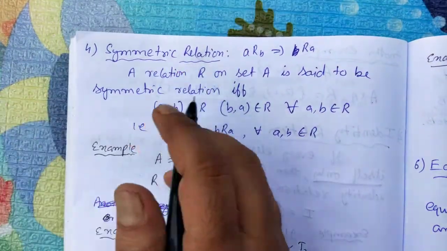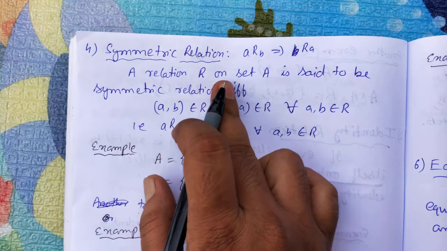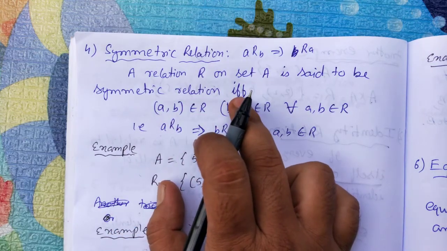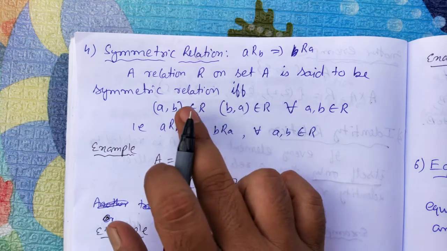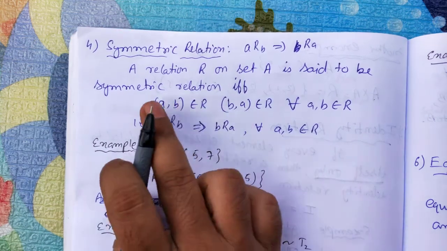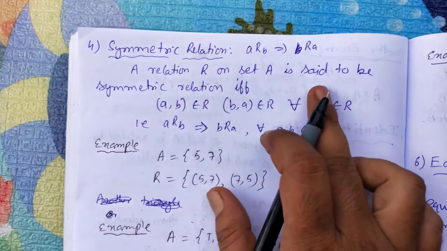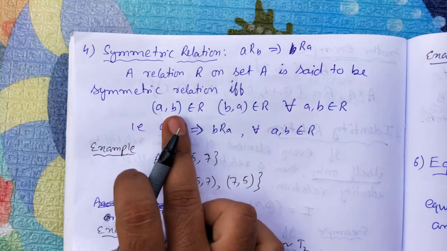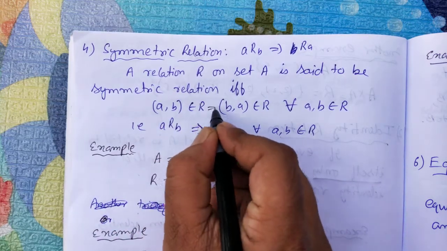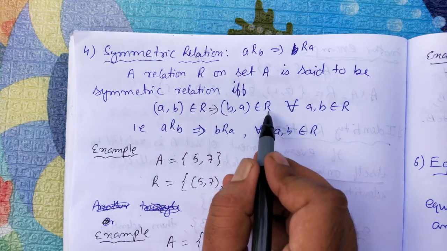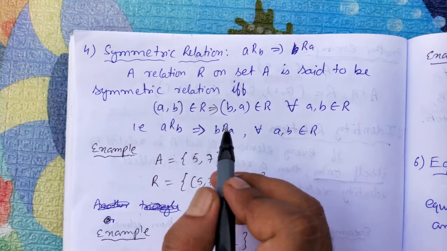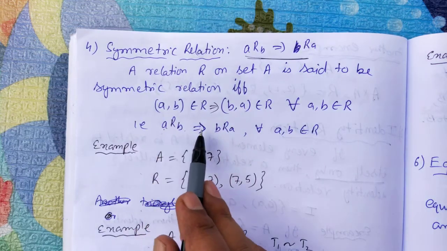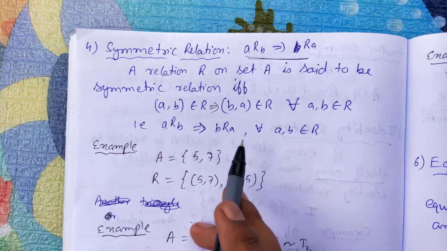Okay, symmetric relation. A relation R on set A is said to be symmetric iff, meaning if and only if. This is a mathematical representation. A relation R on set A is said to be a symmetric relation if and only if (a,b) belongs to R implies (b,a) belongs to R. Then only we can say it's symmetric. So mathematically we write like this also: a must relate to b implies b must relate to a. Then only it is a symmetric relation.